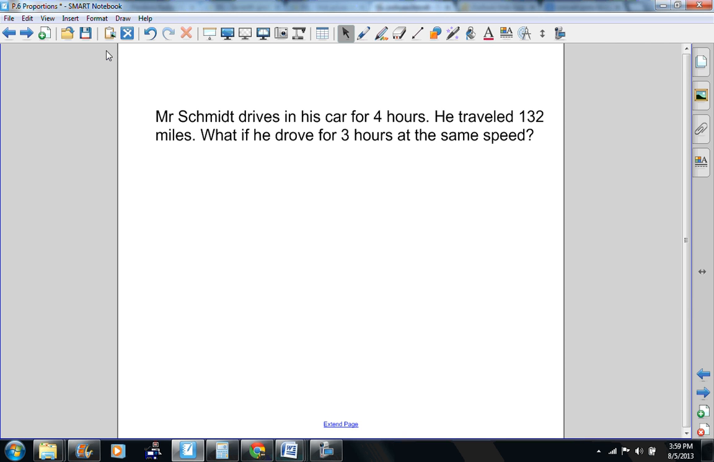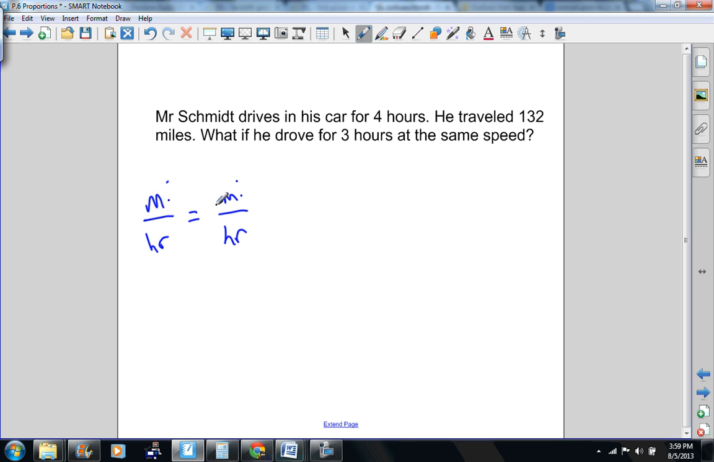Now, the way to solve this problem is you have to create a proportion. Now, what's important is that if you put miles on the top left, and I'll write it like this, if you put miles up here over hours, then the other proportion also has to be miles over hours. Now, if you put hours on the top, that's fine, but you'd have to do hours on the top for the other side as well.